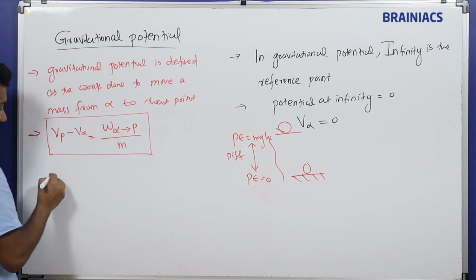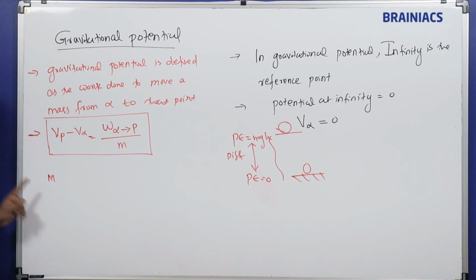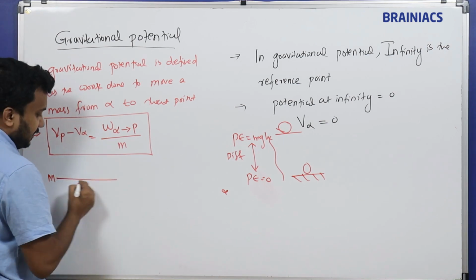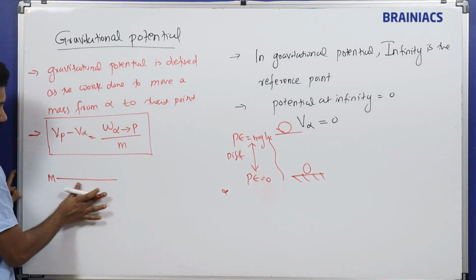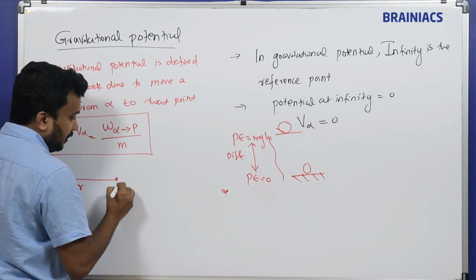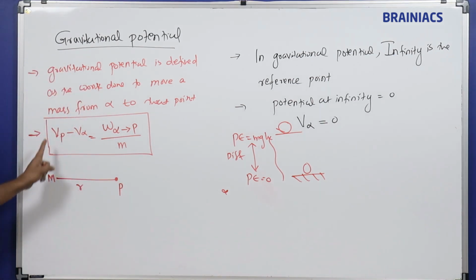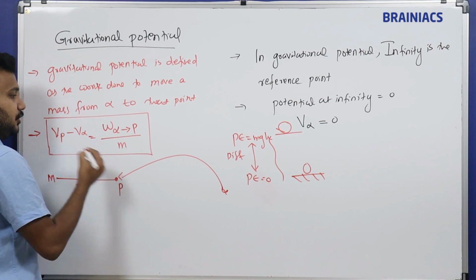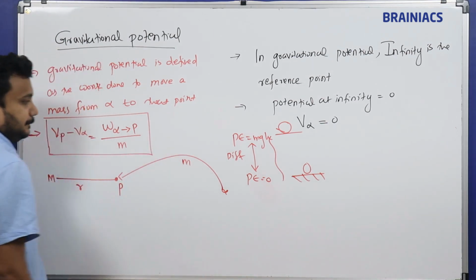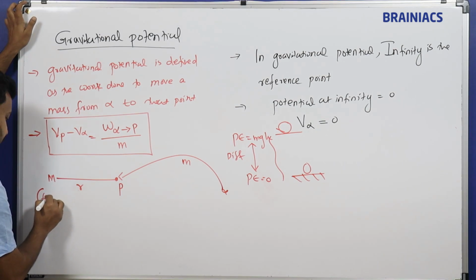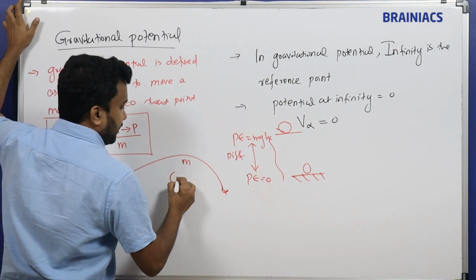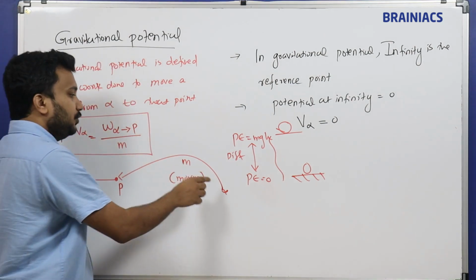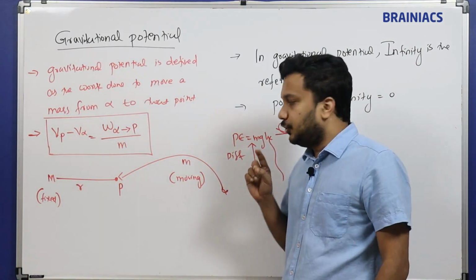What this means is, I have a mass capital M over here. I have a point at infinity here. This mass is at a distance of r meters away and the point is called P. Now the potential at P is V and at infinity is 0. So the amount of work done to bring a small mass, this mass is not moving, this is fixed. What about this mass? This mass is moving. So I am spending some energy to move this mass from infinity to the point.